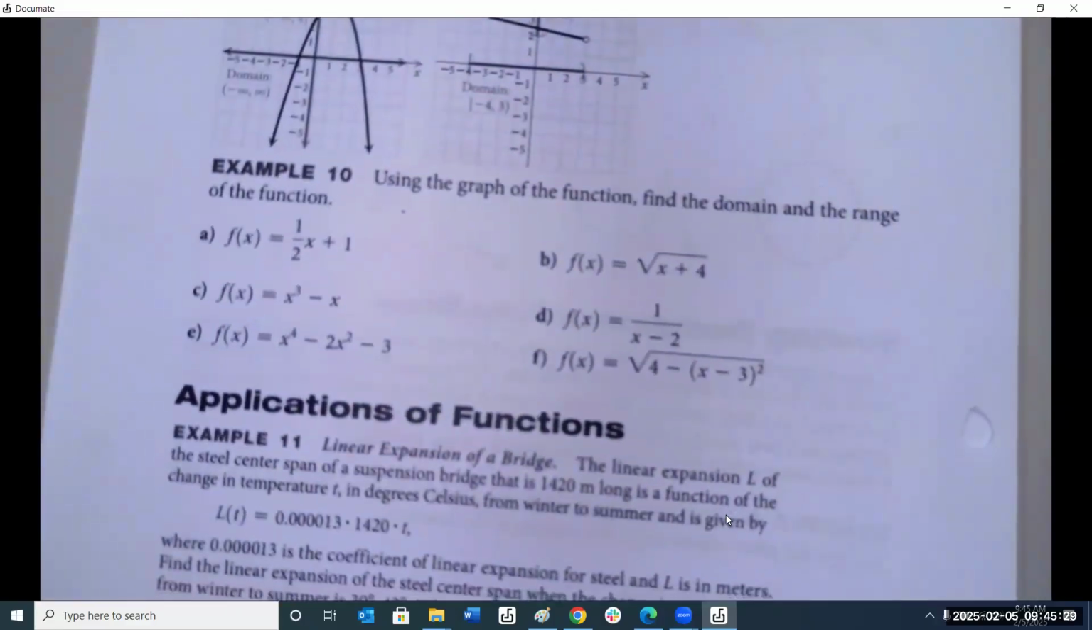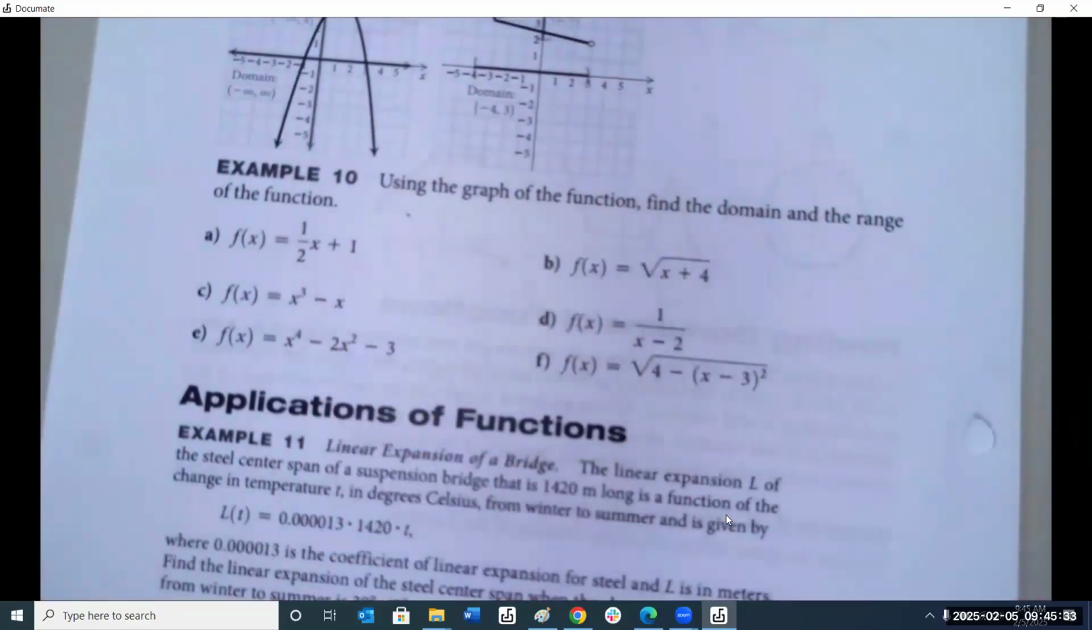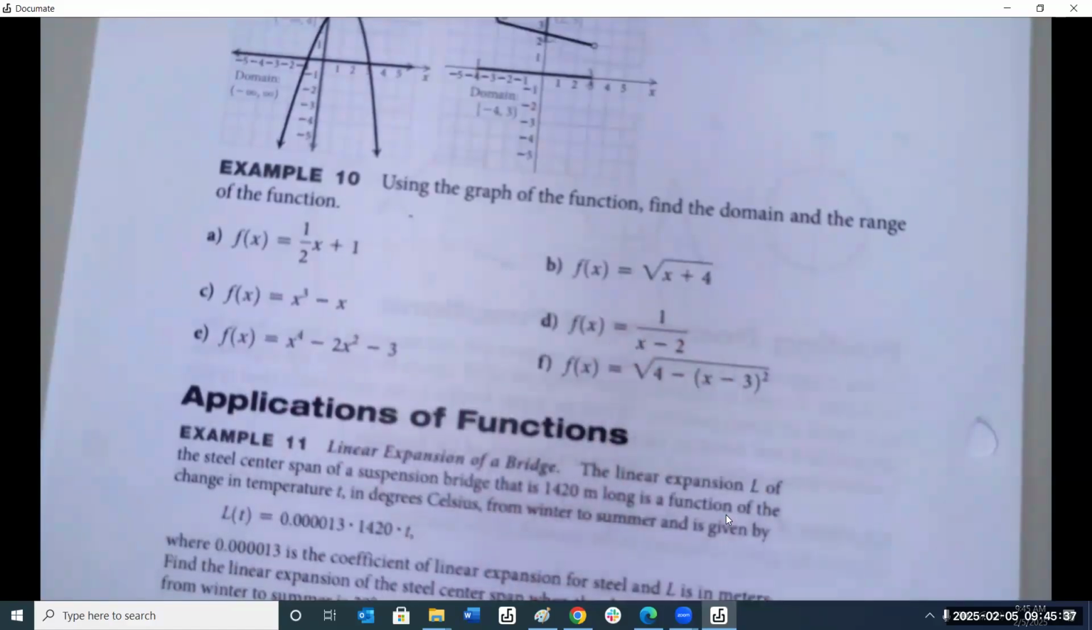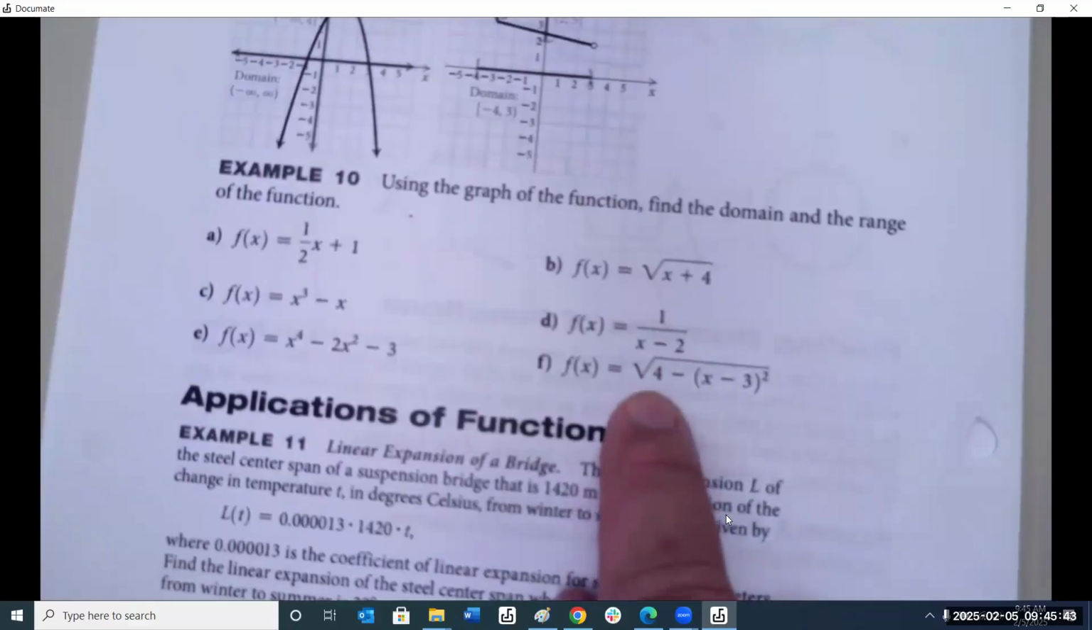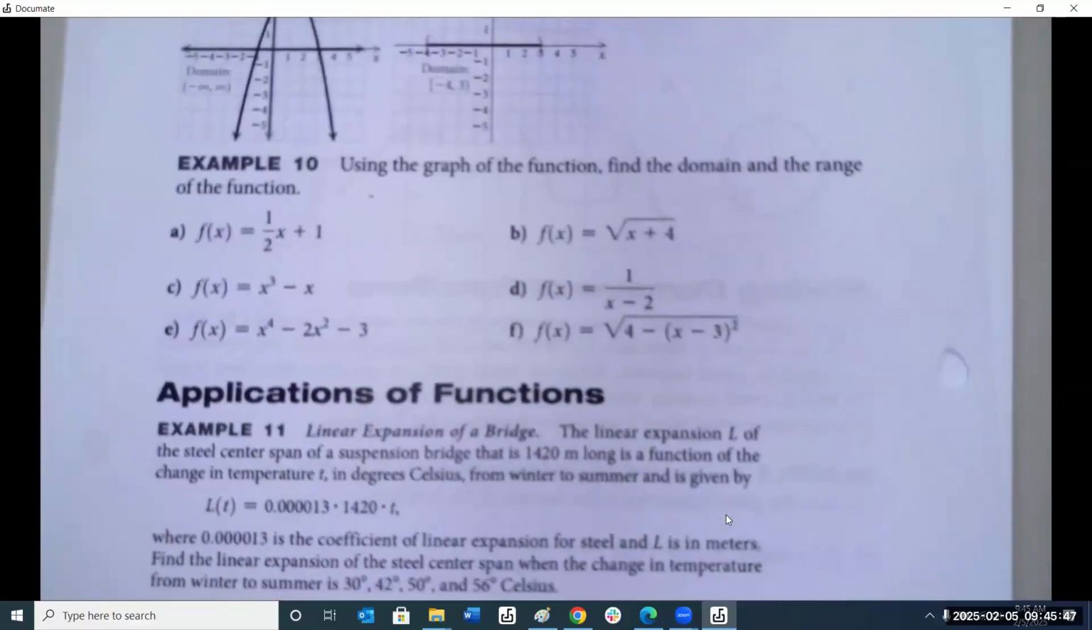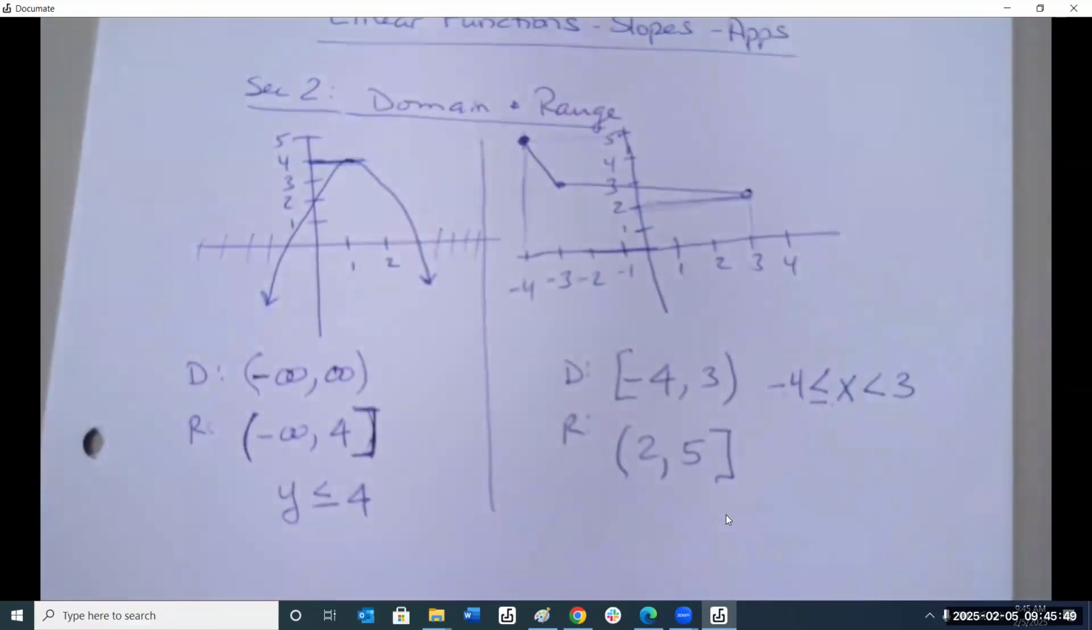Because remember, in the packet I gave you, or I was supposed to give you, use the graphs, tell me domain and range. What's the domain of these functions? You don't know because you don't know what these functions look like. We don't have any idea what they look like or what we can do with them. So I couldn't tell you what the domain is.